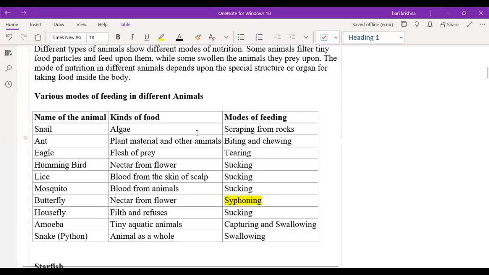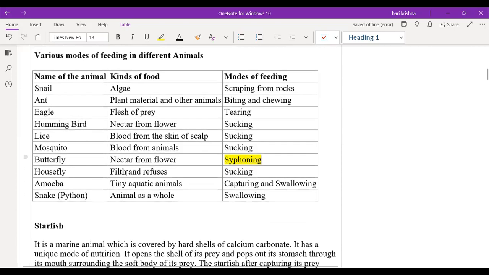In the case of snail, it is scraping from the rocks, and biting and chewing. Eagle, tearing. Hummingbird, lice, mosquito, it is sucking. Butterfly, what is the name? Sir, siphoning. Butterfly will siphon the nectar from the flower.